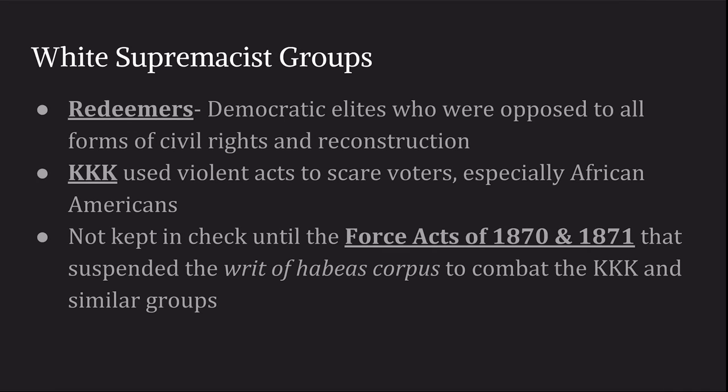White supremacist groups: Redeemers were Democratic elite Southerners who were opposed to Reconstruction and civil rights, and they supported the Ku Klux Klan. The Klan would scare voters, commit violent acts, and sometimes even kill African Americans, and they were not kept in check by, as I was saying earlier, Ulysses S. Grant until the Force Acts of 1870 and 1871, which suspended the writ of habeas corpus to combat the KKK and groups like it.